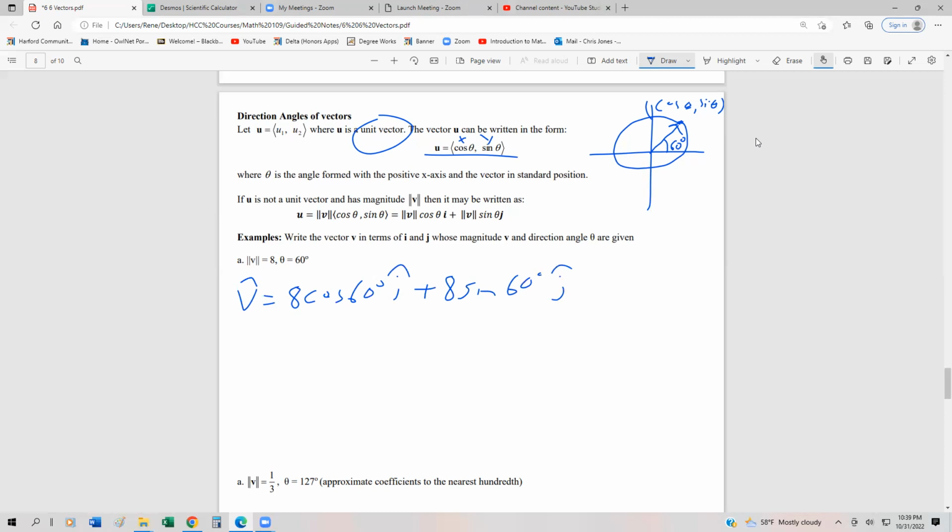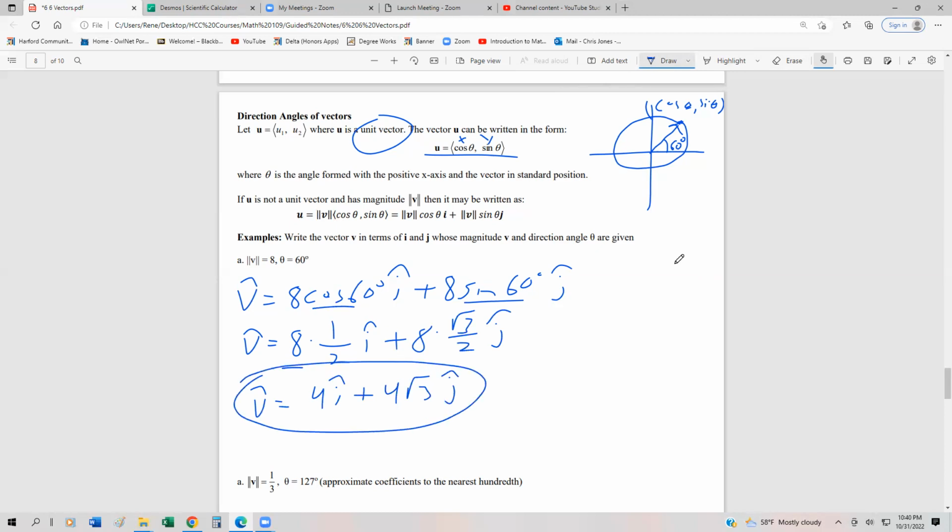We would certainly evaluate the sine and cosine. So this would be 8 times root 3 over 2 i. I'm sorry, 1/2 for the cosine of 60. So I was going the opposite way. So this is a half, and then plus 8 times root 3 over 2 j. And again, that's just by using our unit circle to evaluate the sine and cosine at 60 degrees. And so finally, I could simplify this into 4i, since that's half of 8, plus 4 root 3 j.